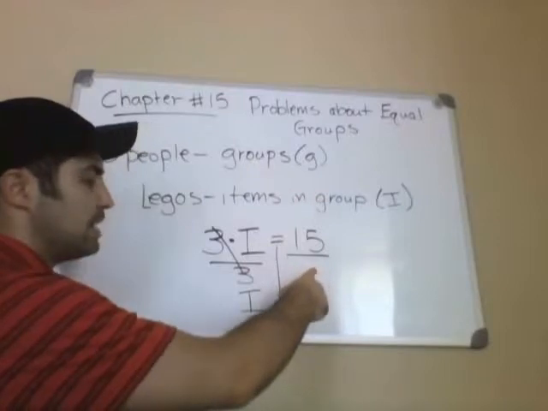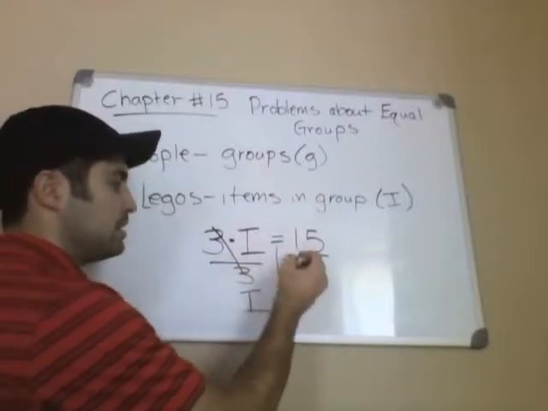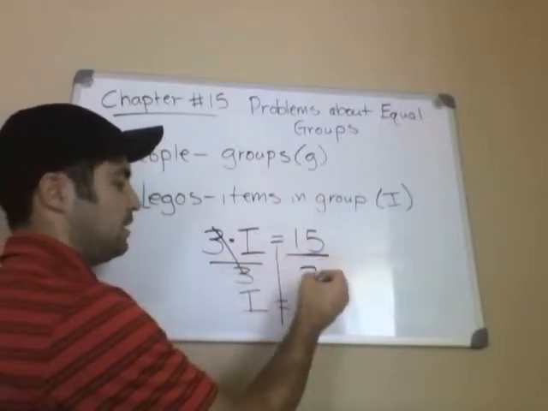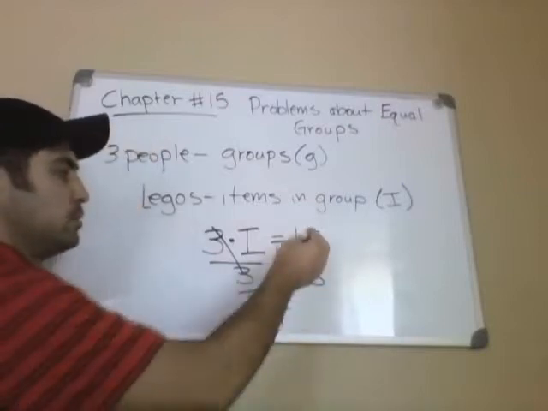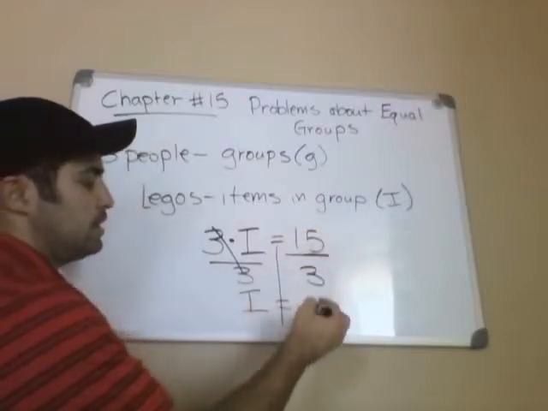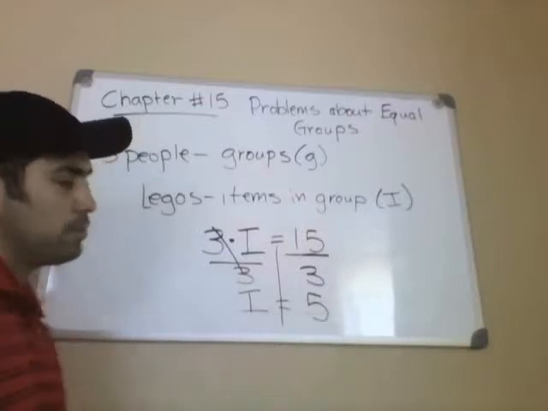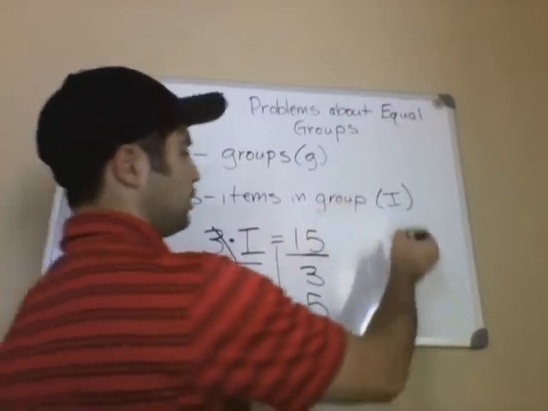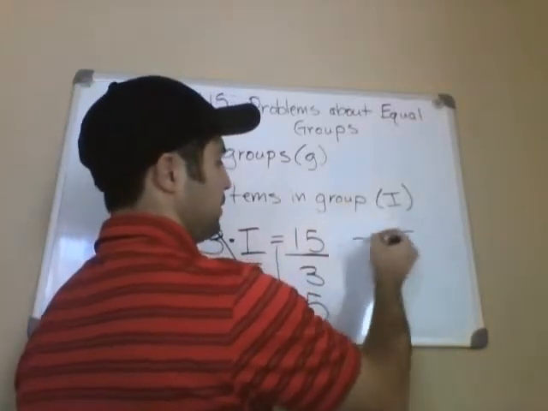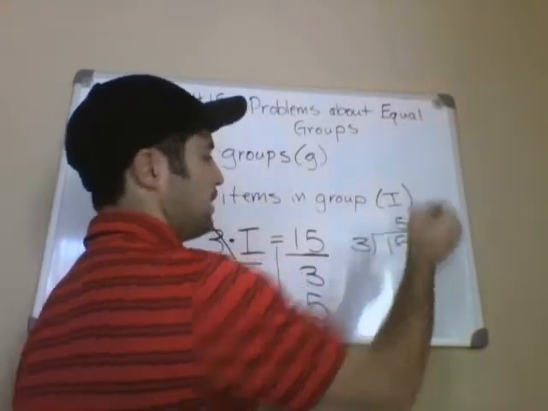What do I have to do to this side? This side is divided by 3, then this side has to be divided by 3. That's only fair. So 15 divided by 3 is going to be 5. So there are 5 items. You can also do it long division as well. 15 divided by 3, and you know that is 5.